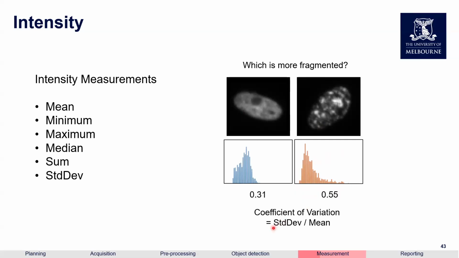The standardized measure of this is the coefficient of variation, which is the ratio of the standard deviation to the mean. This value can be a measurement for the degree of fragmentation or homogeneity of the intensity.